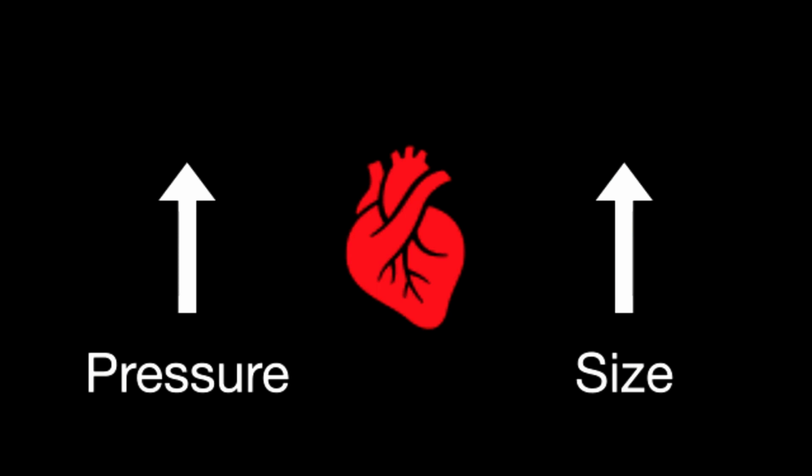In patients that have chronic volume and pressure overload, potentially because of lung disease or disease of the pulmonary vasculature, the right ventricle now has time to hypertrophy.